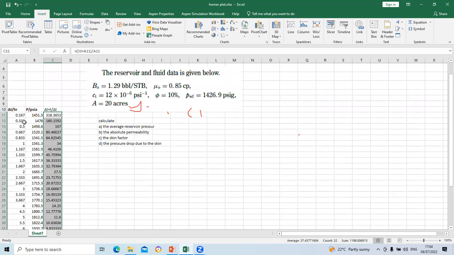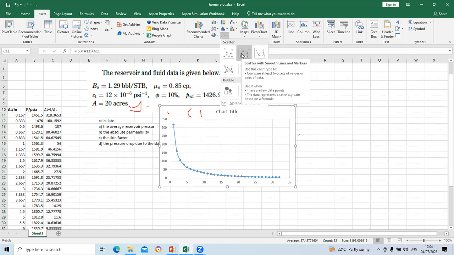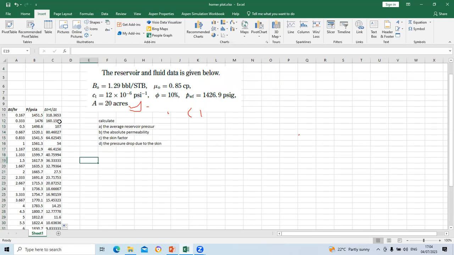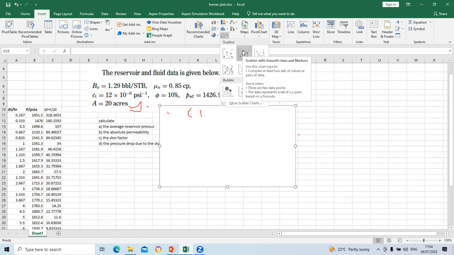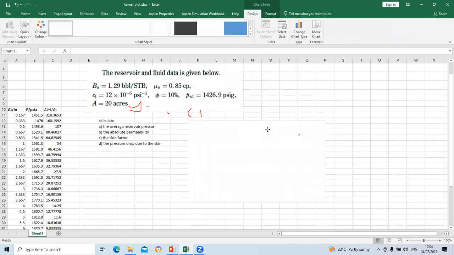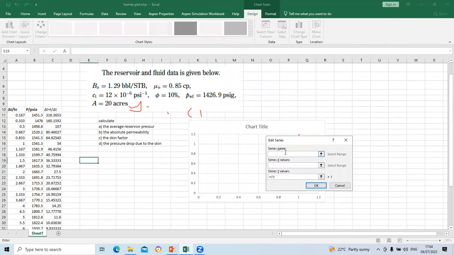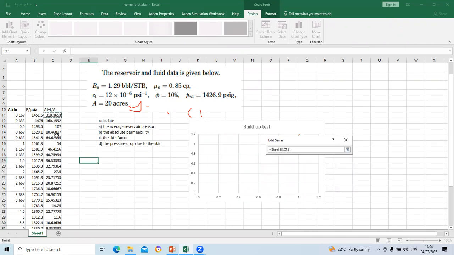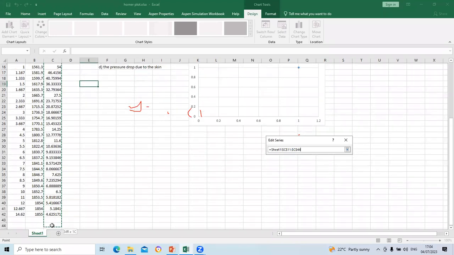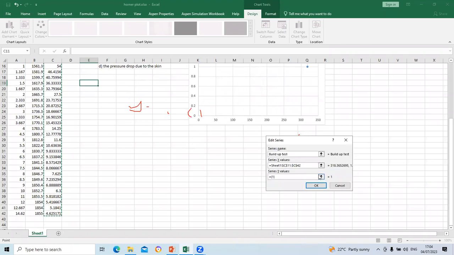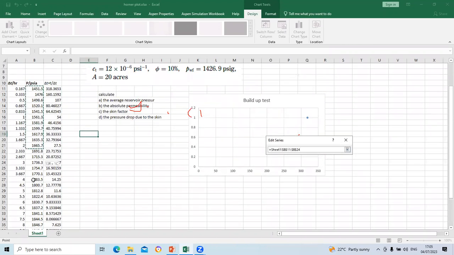We want to draw a graph now of pressure against the log of Horner's time. We will not waste energy calculating the log. Let's make sure that nothing is highlighted. We can always plot, then at the tail end, we are plotting a scatter plot. We'll select our data. We will just call it our build up test. For the x-axis, we have our time. For the y-axis, we have our pressure.